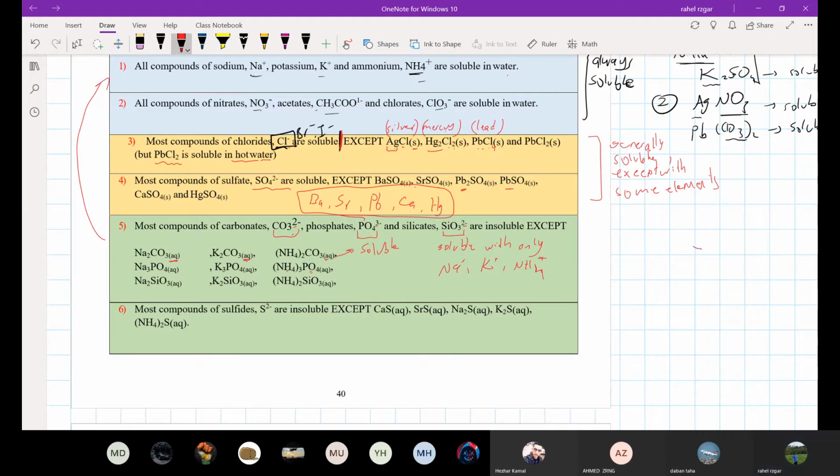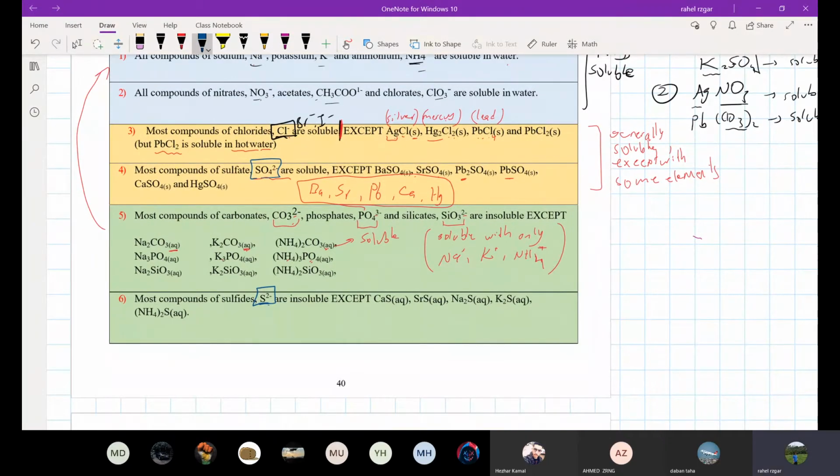Soluble. All right. Now, the last rule also, most sulfides, sorry, not sulfates, sulfides. Be very careful. This one is sulfate, SO4 with a charge of -2, sulfate. This one is sulfide. This is monatomic, this is polyatomic.